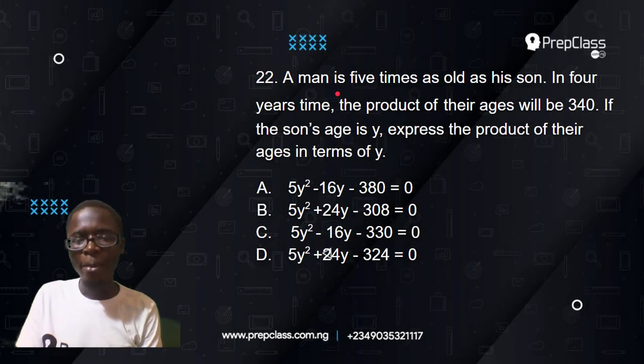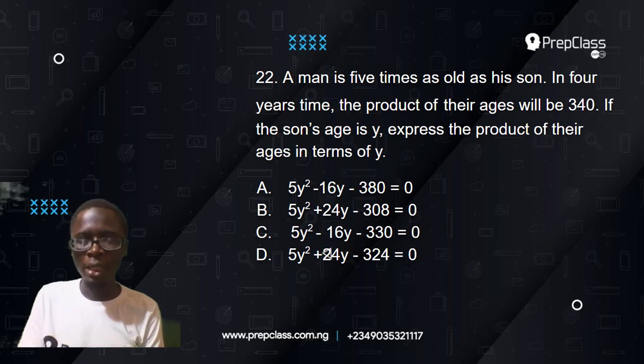It says, a man is 5 times as old as his son. In 4 years' time, the product of their ages will be 340. If the son's age is y, express the product of their ages in terms of y. So what we need to be doing here is to follow this thing gradually. For every statement, if you can break this into simple sentences and translate it into mathematical language, then the work is going to be very easy for you.